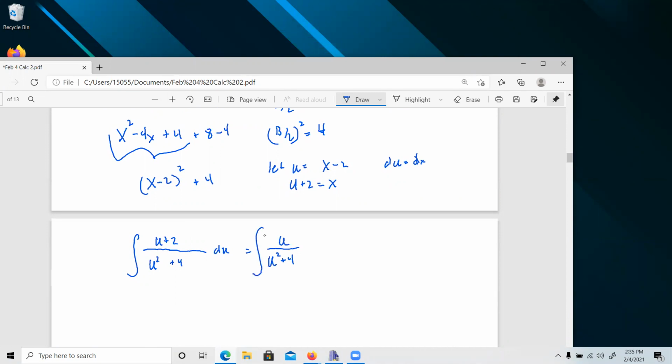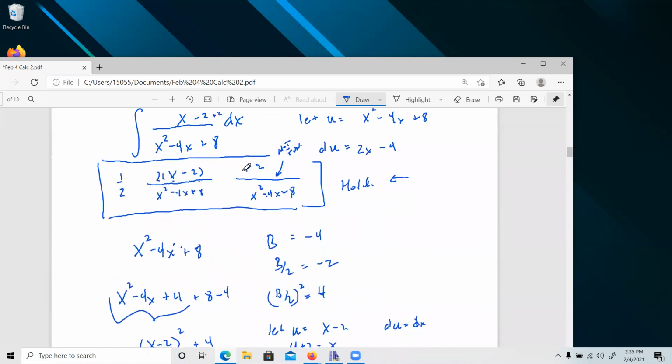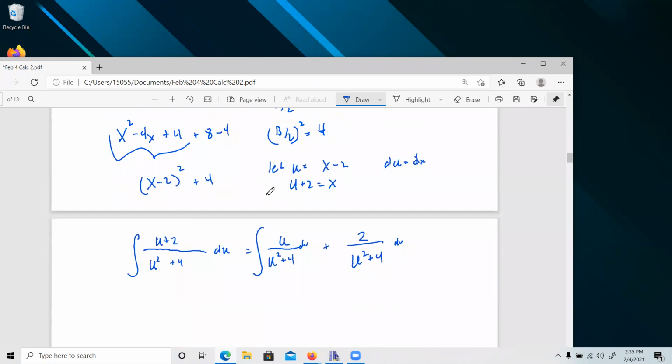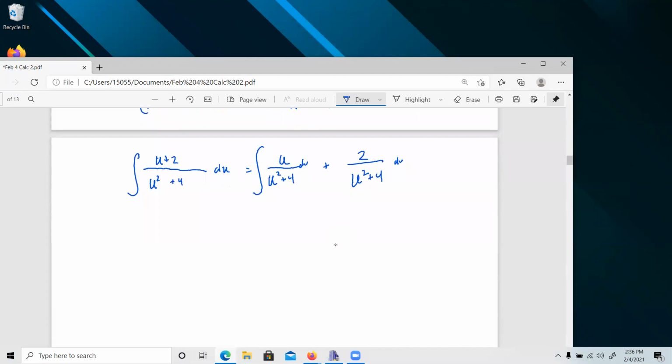But unfortunately, in the end, there was no clever way to do this. We're still stuck with exactly what we would have had here, except that it's a little bit cleaner and a little bit easier to deal with. Okay, this one: let W equal U squared plus 4, so dW is 2U dU.